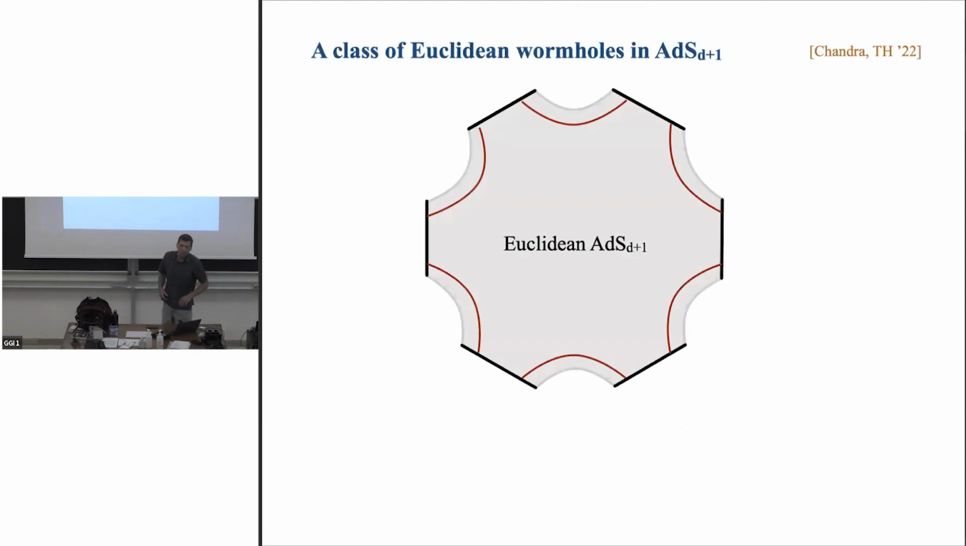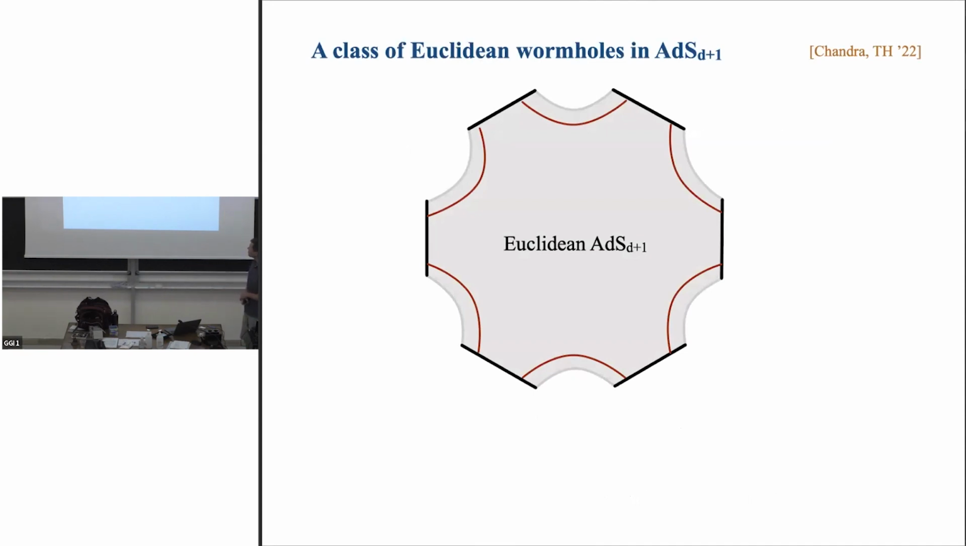So what I'm going to tell you about comes in two parts. The basis for it is a class of Euclidean wormhole solutions in d-dimensional AdS. So let me give the preview of what these solutions look like. These solutions can be used for various things. I'll describe one of them. But here's the kind of solutions.